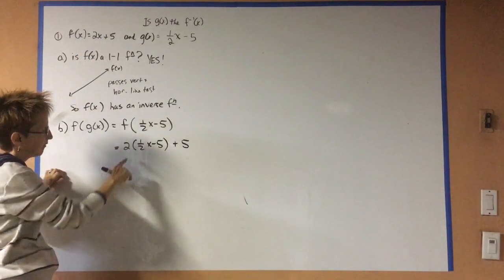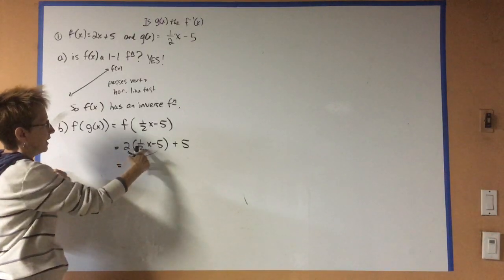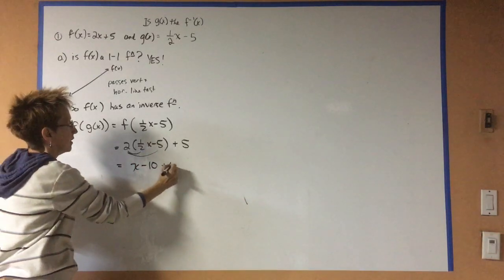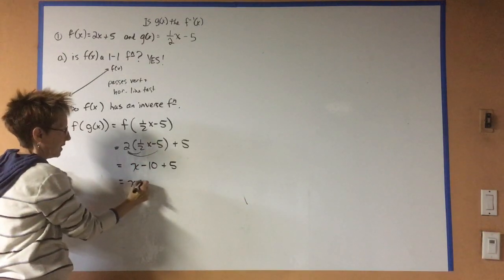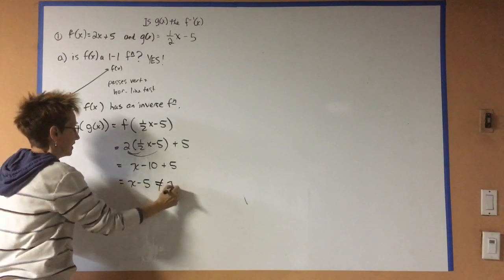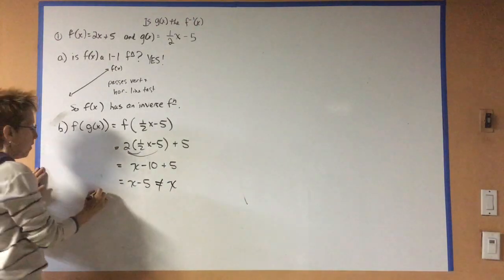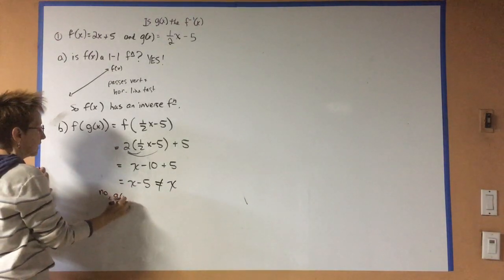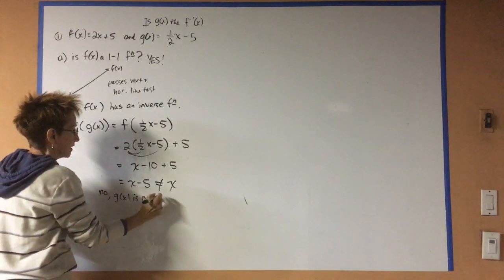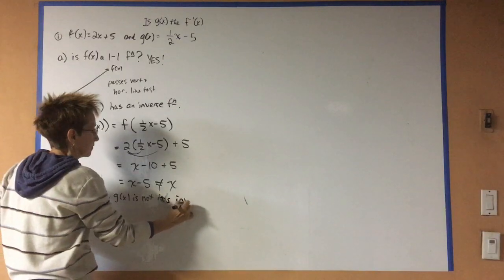Well, when I try to simplify this, I can distribute this 2, and I get x minus 10 plus 5. That gives me x minus 5. Well, that's not x. So I can already say, no, g of x is not its inverse.